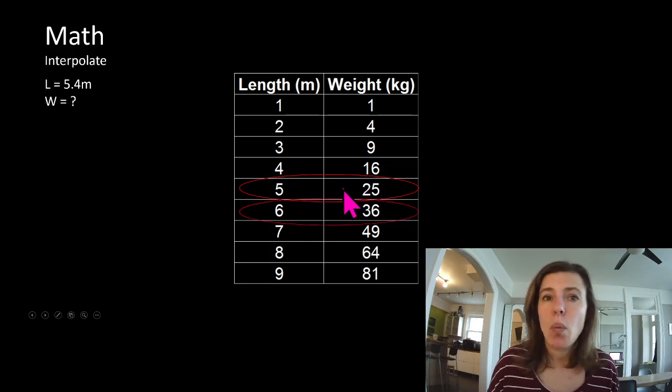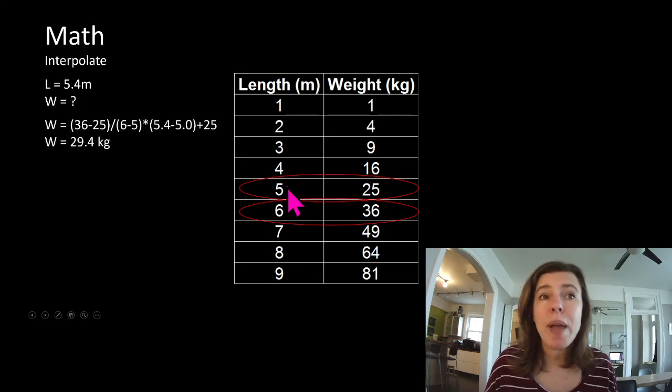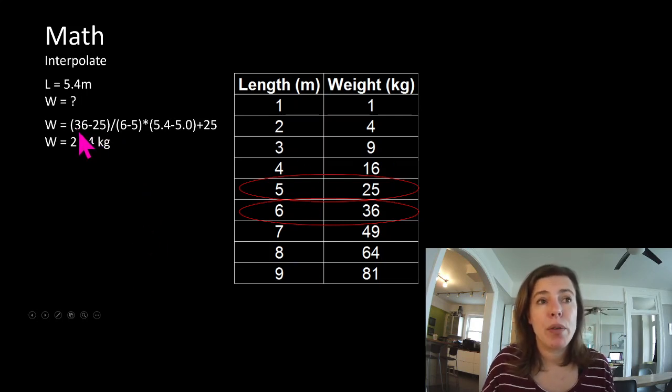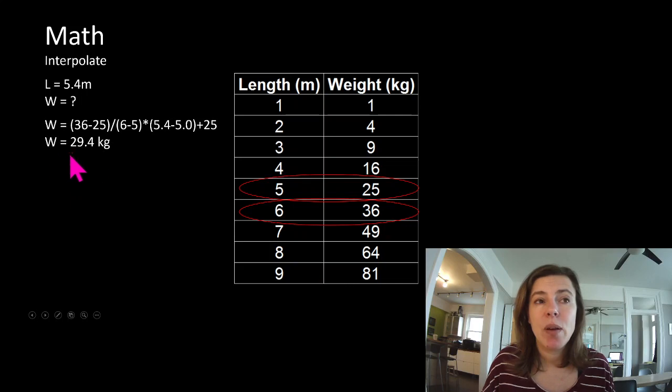So we need to figure out, we know that the difference between 36 and 25 is 11, and the difference between 5 and 6 is 1. We know that the difference between 5 and 5.4 is 0.4. So we can figure out what ratio that is, and then add back our 25. Or 36 minus 25 is 11, 6 minus 5 is 1, divide those out as similar triangles, 5.4 minus 5 is 0.4, multiply it by that to find out what percentage is the 5.4, and then add back our 25. And we calculate that out, and we get 29.4 kilograms.